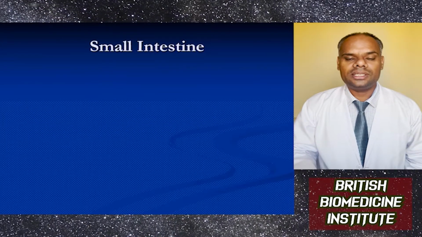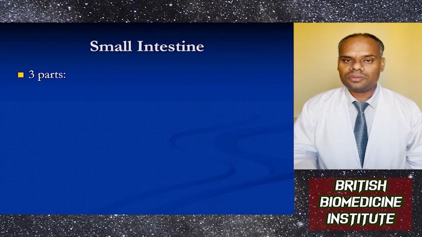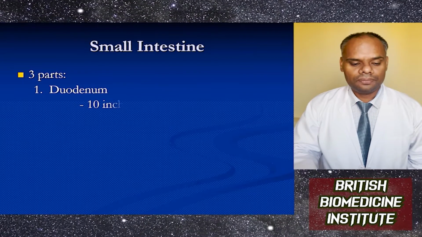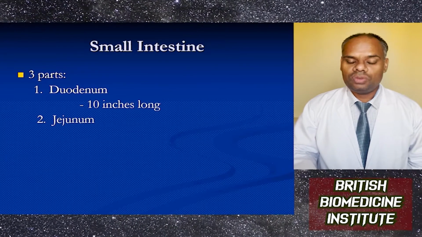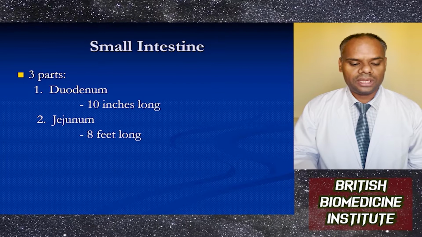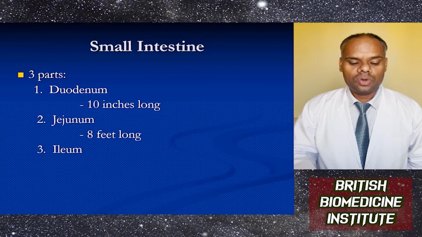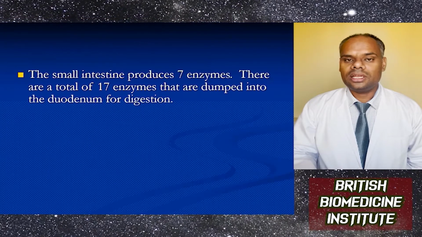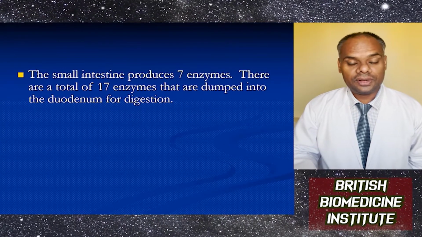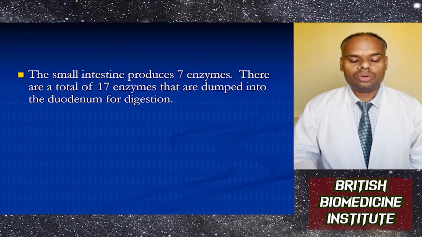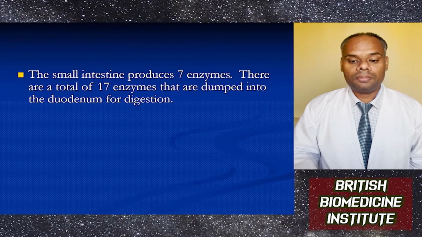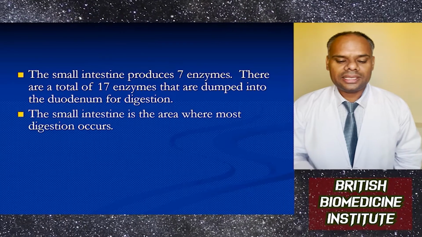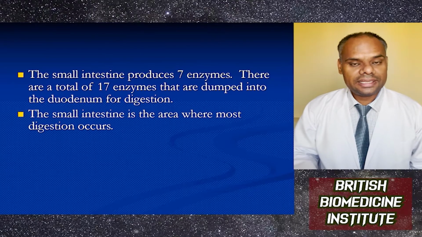The small intestine is divided into three parts. First one is your duodenum, which is 10 inches long. Second is the jejunum, which is 8 feet long. And third is your ileum, which is 11 feet long. The small intestine produces 7 different enzymes. There are a total of 17 enzymes that are dumped into the duodenum for digestion. The small intestine is the area where most of the digestion will happen.